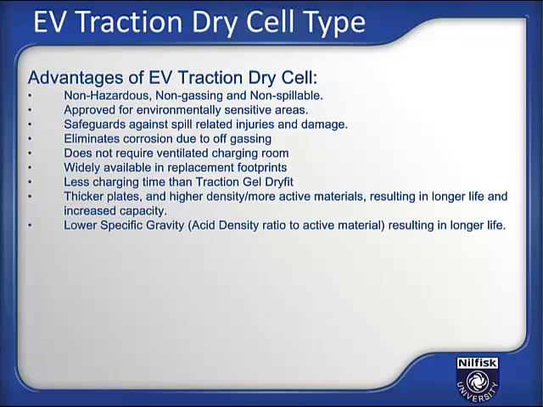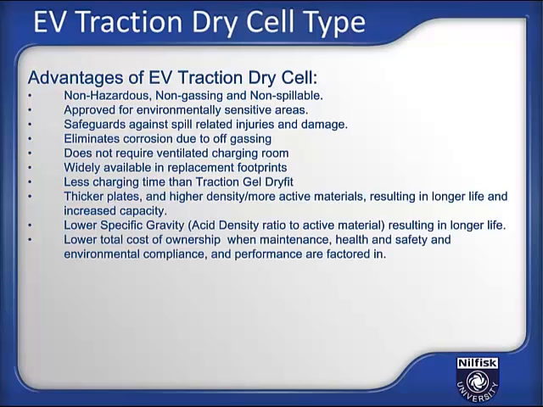This product has a lower specific gravity or acid density ratio to active material, resulting in longer life. How longer life is basically achieved is by using these construction compositions; you receive better plate preservation and longer life to the product. Overall, the EV traction dry cell has a lower total cost of ownership when maintenance, health and safety, and environmental compliance along with performance are factored in.